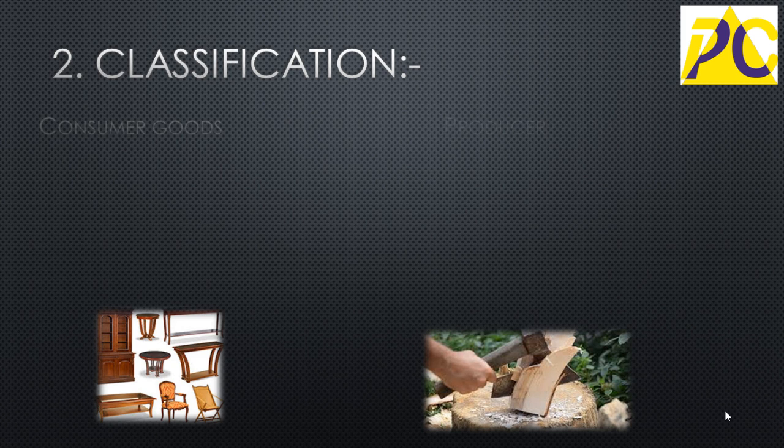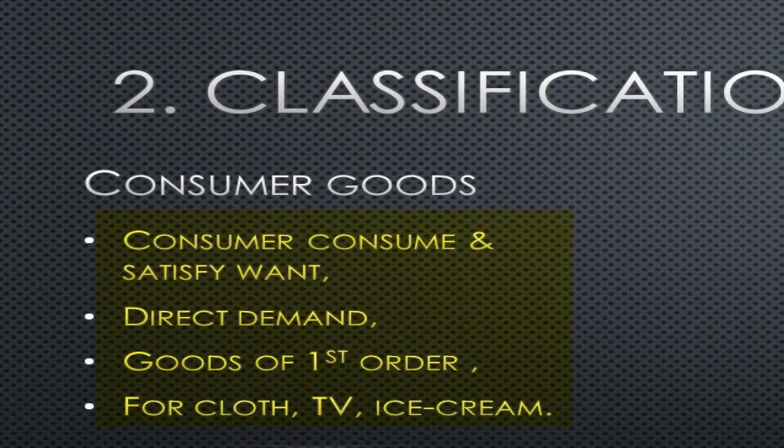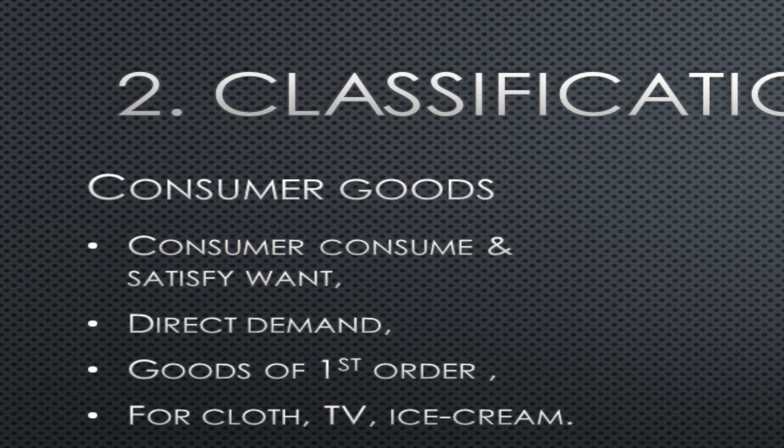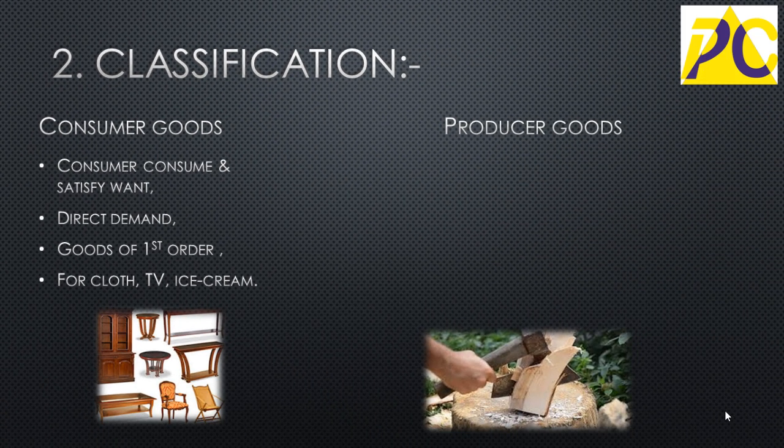Next classification: different types of goods. They are as follows, that is consumer goods and producer goods. By the time you have seen the picture on your screen, you must have understood what consumer goods are. Consumer goods are consumed by the consumer and satisfy human wants. These goods are also known as goods of direct demand. I repeat, direct demand. They are goods of first order. For example, cloth, TV, ice cream and so on.